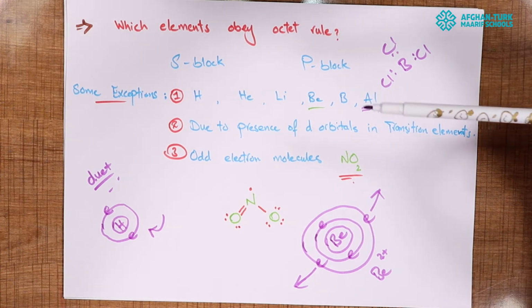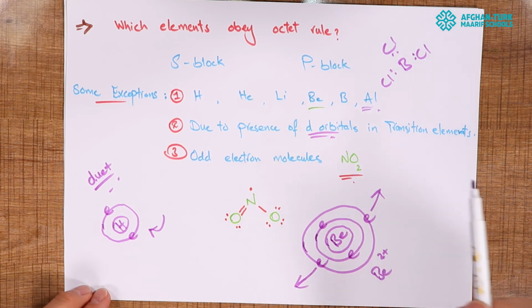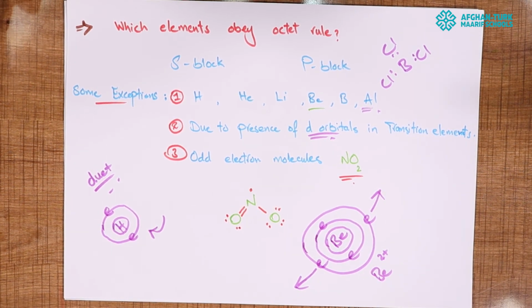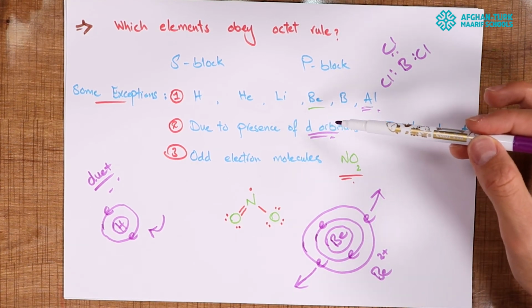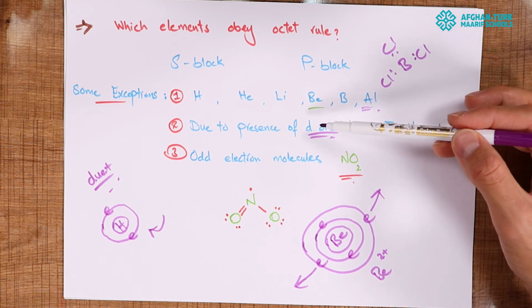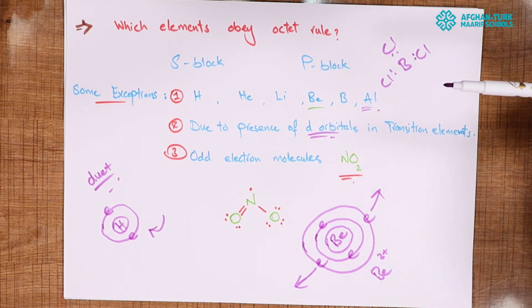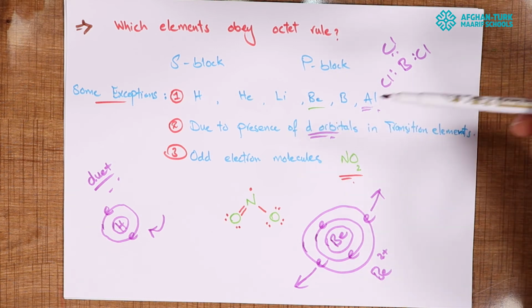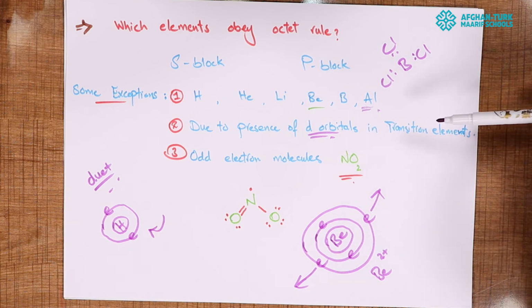Okay, and the next exception is the presence of d orbitals in transition elements. The transition elements don't obey the octet rule, because when the d orbitals come in, you know that in the d subshell there are 5 orbitals, and each of them can have 2 electrons. So totally there could be 10 electrons in the d orbitals overall. So it's sometimes impossible for transition elements to attain the octet state.